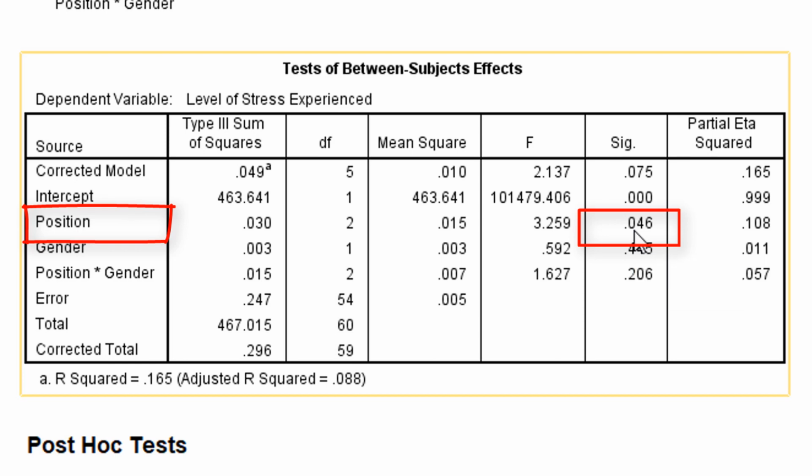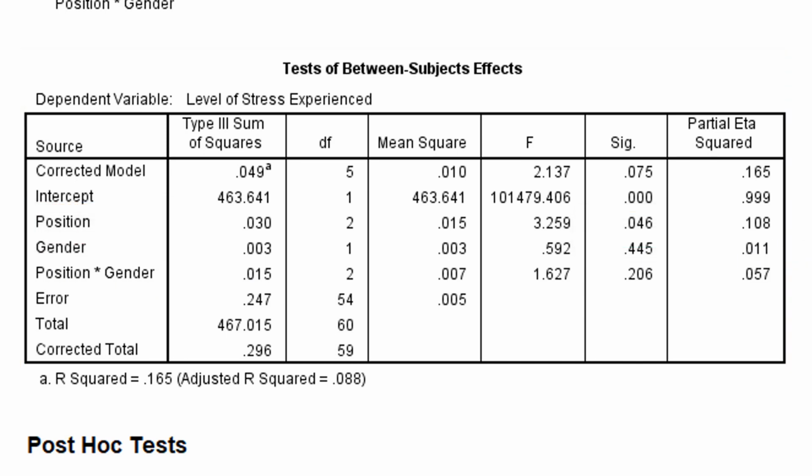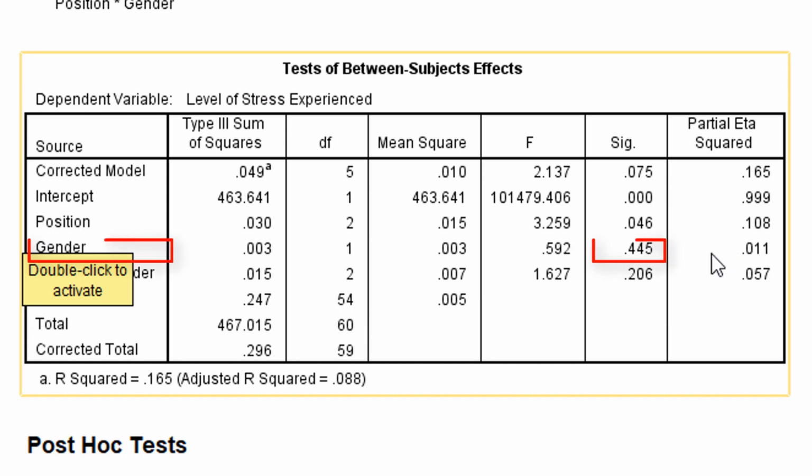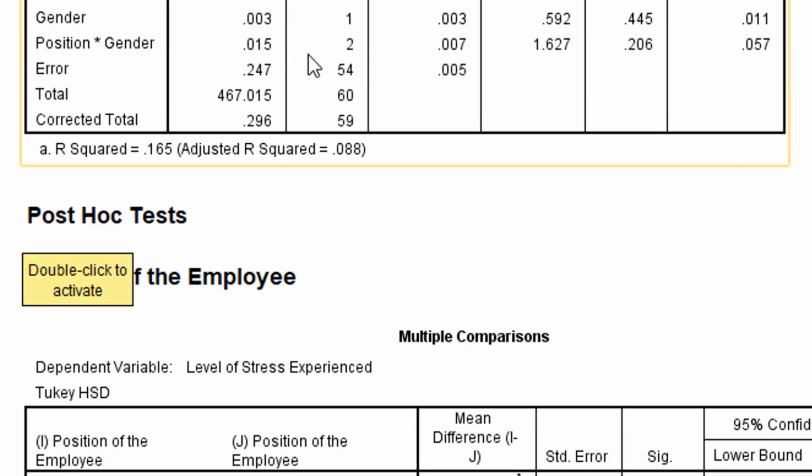is statistically significant. Now we are quite clear that there is no interaction between gender and position, and we need to understand where the differences are, because gender is not significant as well, so the only significant variable is position. Let us see the post hoc test.